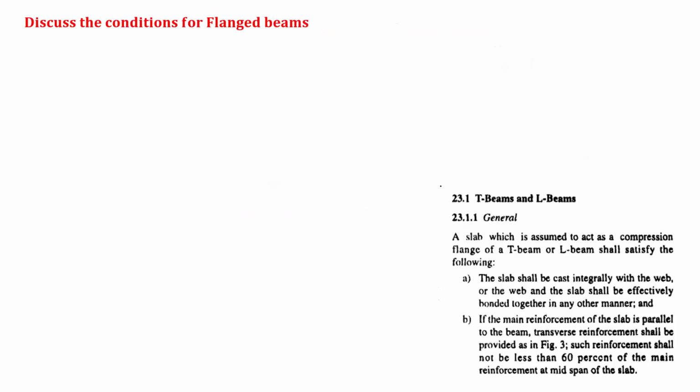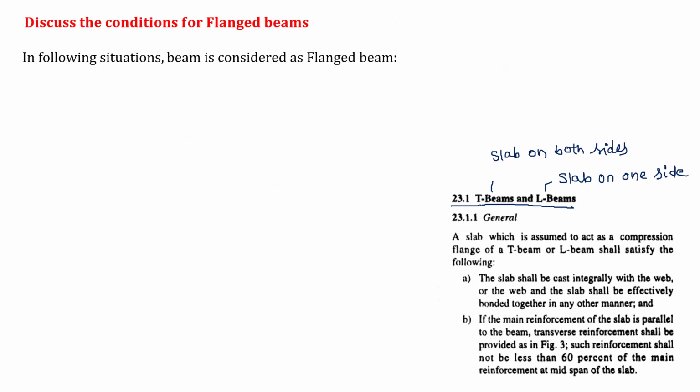Then we discuss the conditions for flange sections. Everything is actually given in the IS code. You have to learn the IS code properly. So we have 23.1, T and L beam. When you have a T beam, you have slab on both sides. When it is an L beam, you have slab on one side. And if I say flanged, then it is applicable to T and L also. So now we will go one by one.